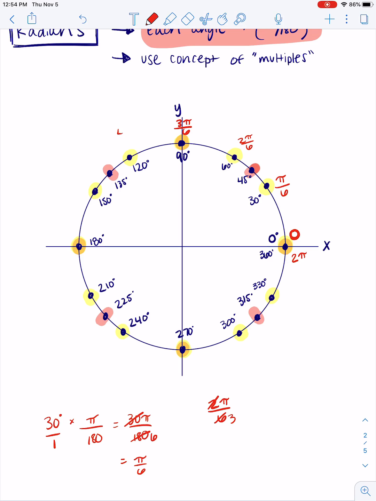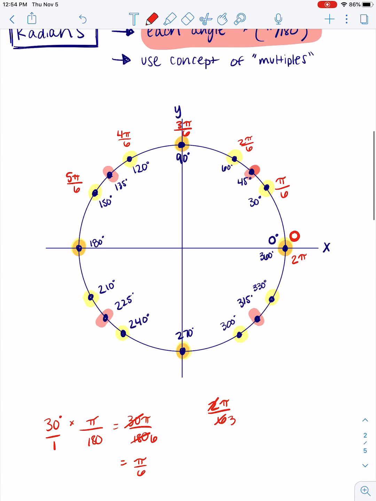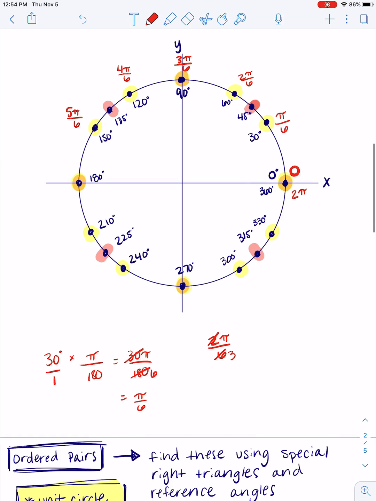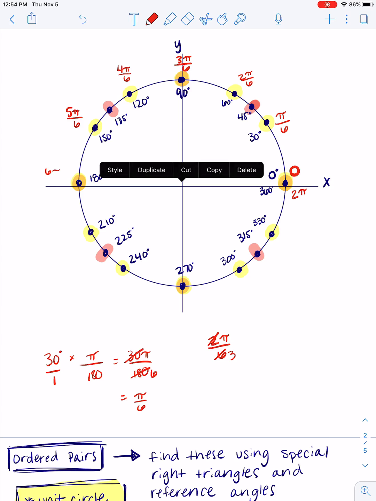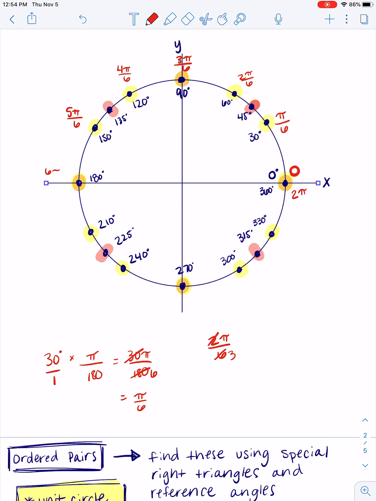My next one would be 4 pi over 6, so it's the fourth multiple of 30. My next yellow one is 5 pi over 6, the fifth multiple of 30. Hopefully that's making sense. This one then is 6 pi over 6.